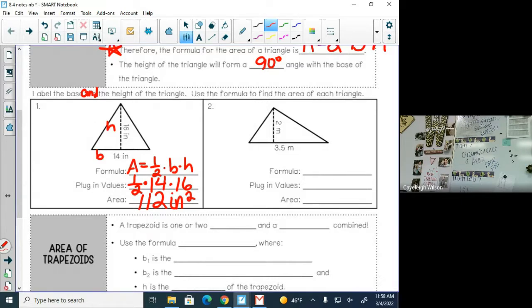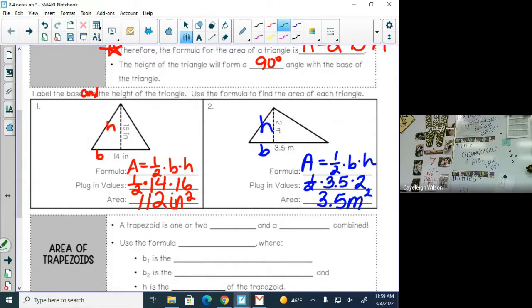All right, let's do number 2 together. Okay, so number 2, I'm looking at it. I'm noticing that it's a triangle. It's asking for area, so I'm going to use 1/2 times base times height. All right, Taylor, what's the base of that triangle? 3.5. All right, and then Hayden, what's the height? 2. So I'm going to do, on my calculator, 1/2 times the base, which is 3.5, times the height, which is 2. So 1/2 times 3.5 times 2, and I get 3.5, and that would be meters squared.